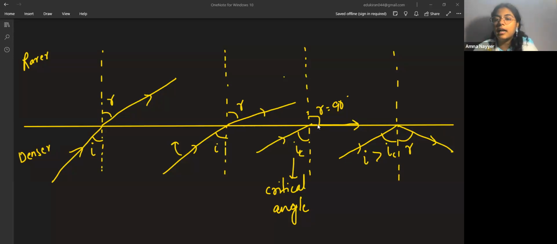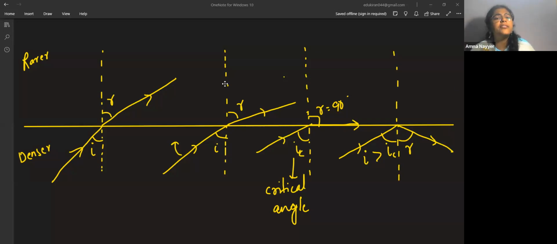What is the critical angle, class? Critical angle is the angle of incidence in the denser medium for which the angle of refraction in the rarer medium is 90 degrees. Clear? I am repeating: critical angle is the angle of incidence in the denser medium for which the angle of refraction in the rarer medium is 90 degrees. This is fixed. For every critical angle, the angle of refraction will always be 90 degrees. You won't change it. Fine.